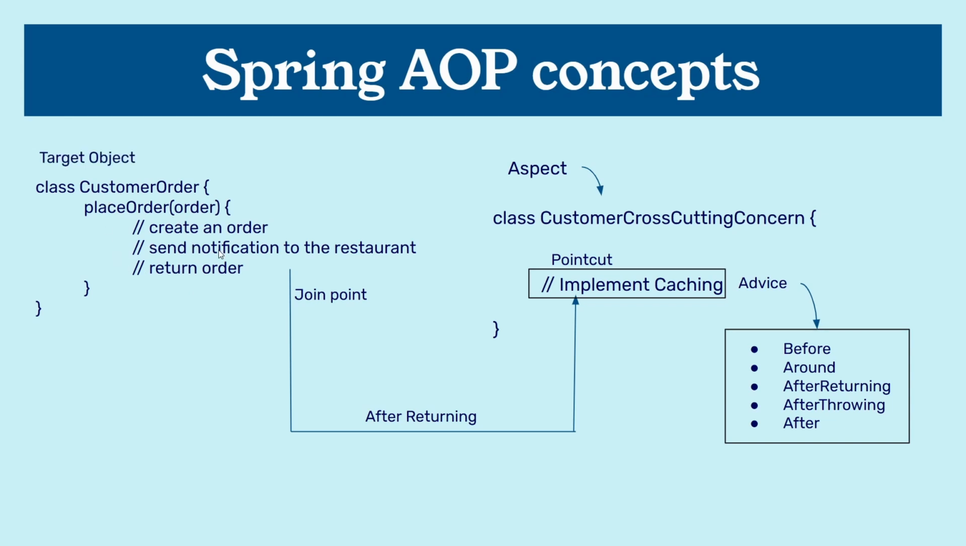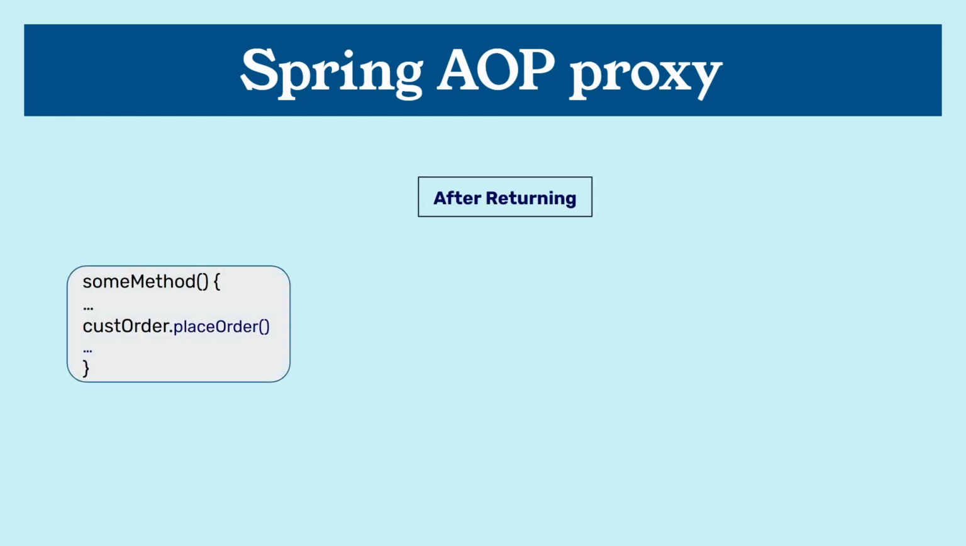And to make sure this process takes place, this target object is wrapped around a proxy object. We'll see that in a while. So what happens in a proxy, the Spring AOP proxy? We'll take the same example as before. After returning, there is some method which is calling the place order method of the customer order. What Spring AOP does is it creates a proxy object, customer order proxy, and the request goes to this customer order proxy. Now the customer order proxy checks whether the business logic method has to be executed before or the advice needs to be executed.